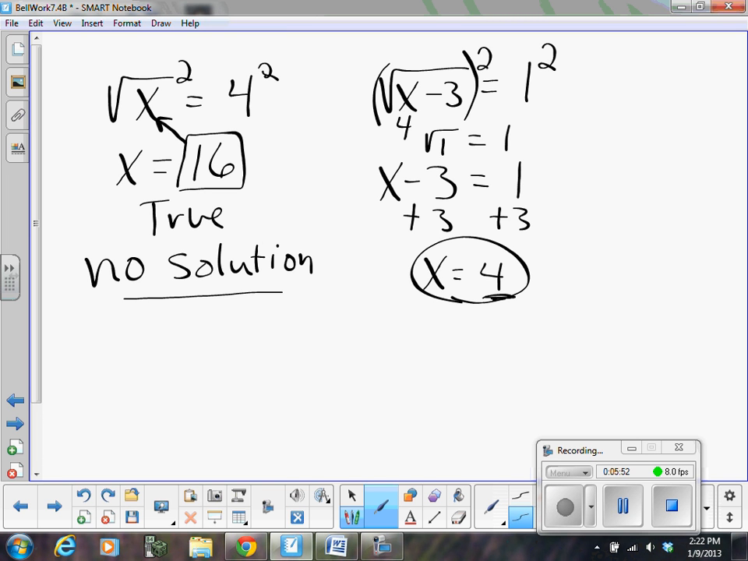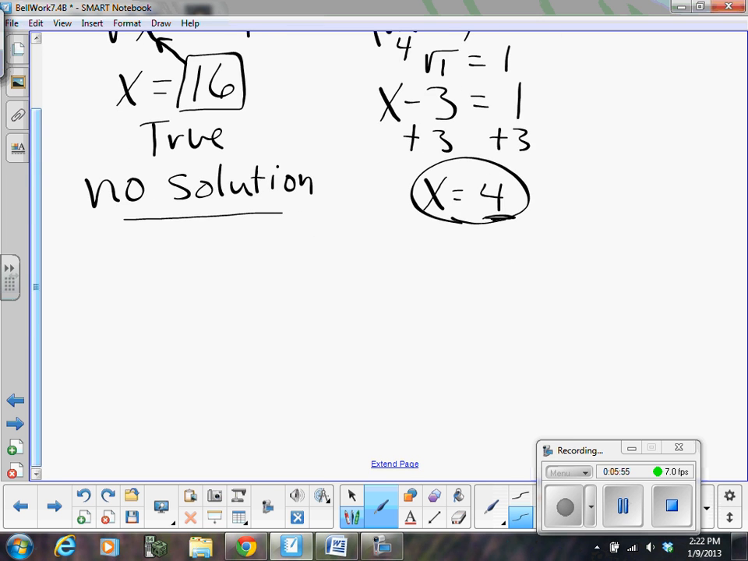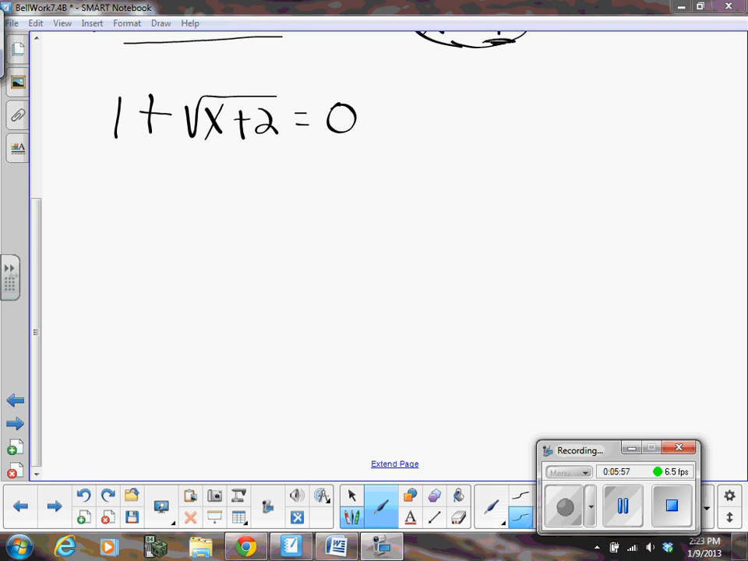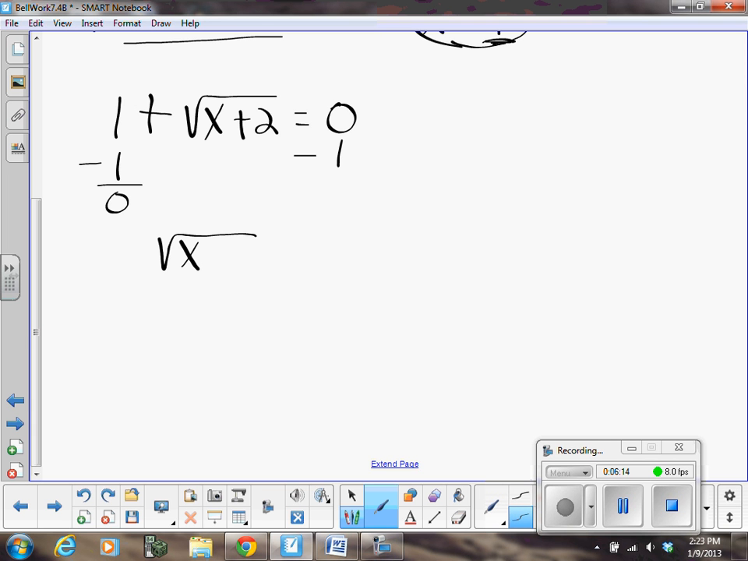All right. I want to show you one more here where that happens. If you had 1 plus the square root of x plus 2 equals 0, remember I told you, you have to isolate the square root by itself. So I need to get rid of this 1. How do I do that? Minus 1, minus 1. This right here is just going to make 0, so it's gone. Square root of x plus 2 equals negative 1.